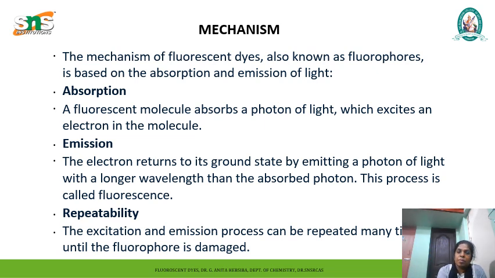The excitation and emission process can be repeated many times until the fluorophore is damaged. So the process of fluorescence involves the absorption of a photon of light and then coming back to its ground state, and this process continues and is repeated until the fluorophore is damaged.